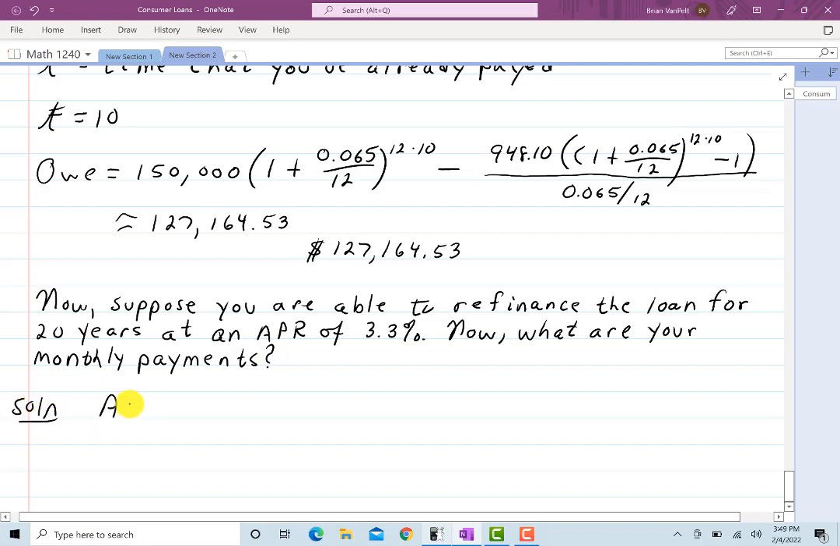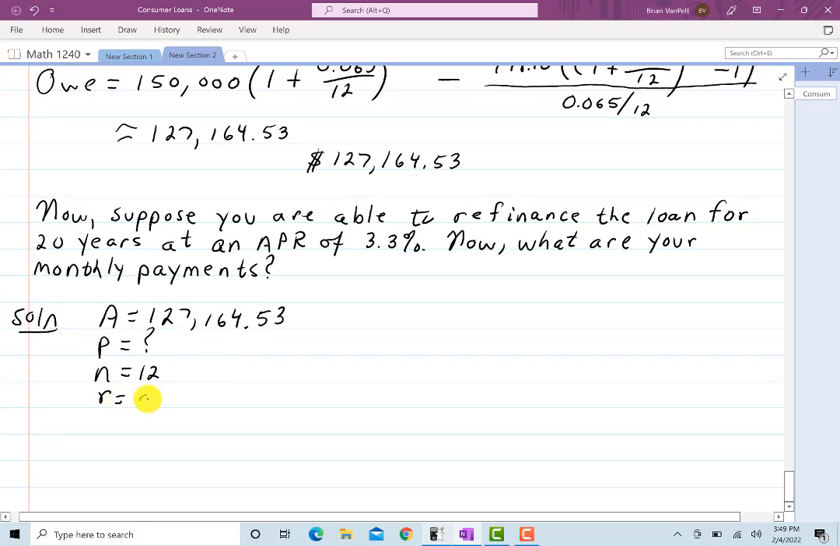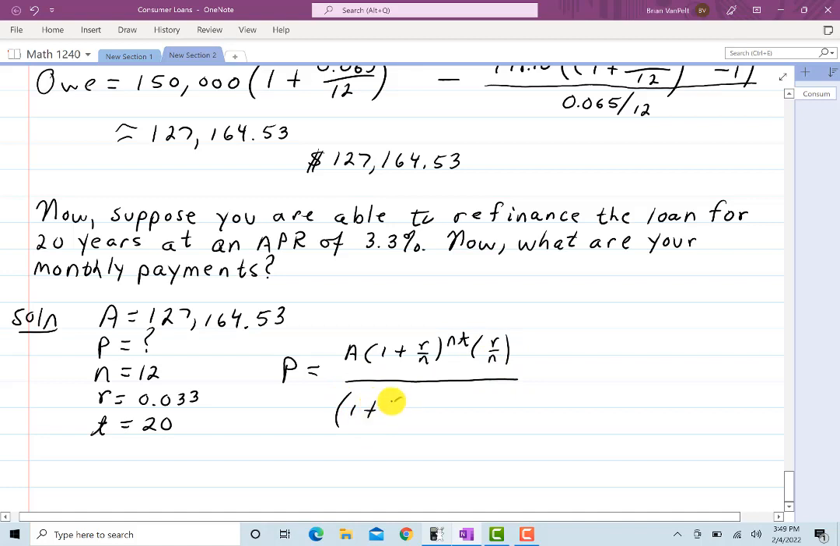So this time the amount of the loan is $127,164.53, exactly the amount that you owed. The new payment, I don't know what it is. N will of course be 12. The new R is 0.033, and the new T is equal to 20. So now let me put our numbers in. A times, well, the letters at least, R over N to the NT times R over N divided by 1 plus R over N to the NT minus 1.